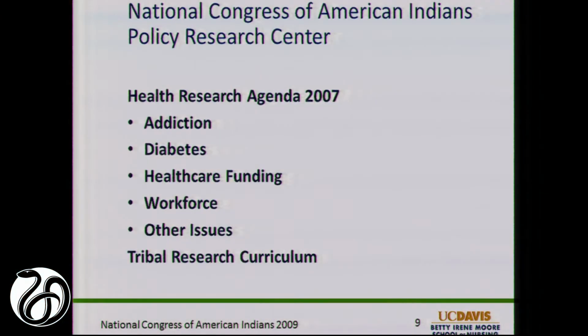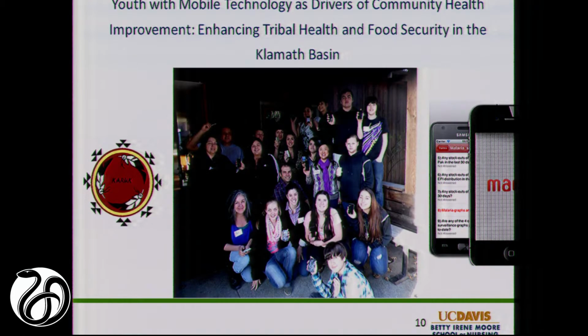The National Congress of American Indians developed a research agenda in 2007, and you can see addiction and diabetes are 2 of the health issues they're primarily interested in, but there are others. And they developed a tribal research curriculum which was intended to help tribal members to engage in research successfully. So this is our example.